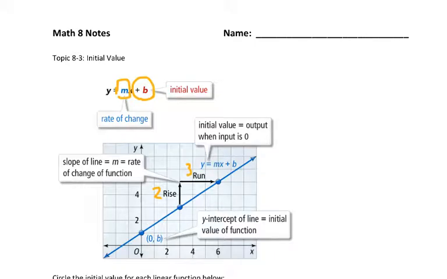And, excuse me, the initial value is where it starts on the y-axis. So the initial value is the y-intercept, and the point is always 0 and then the y-intercept. So the x value on the y-axis is always 0. So the point (0, b) is the y-intercept.